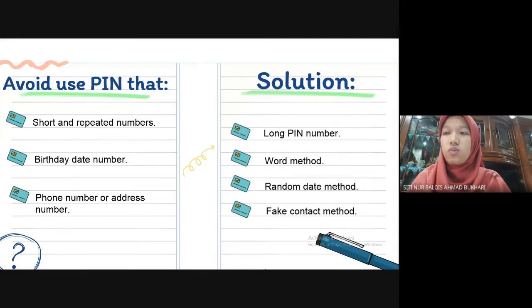Maksudnya kat sini kita boleh guna huruf yang mewakili nombor. Maksudnya A seperti nombor 2, contoh macam telefon keypad tu kan. Lepas tu yang ketiga adalah random date method. Kita ambil je random date and then fake contact method.